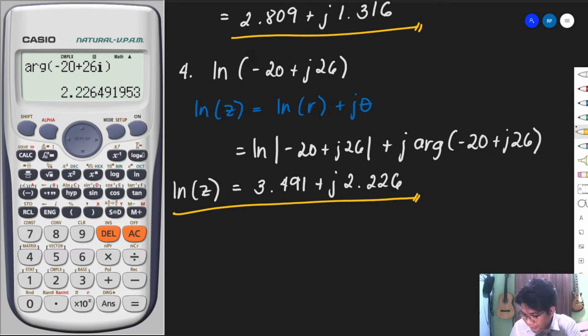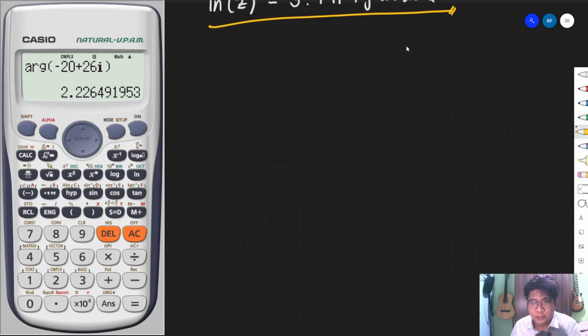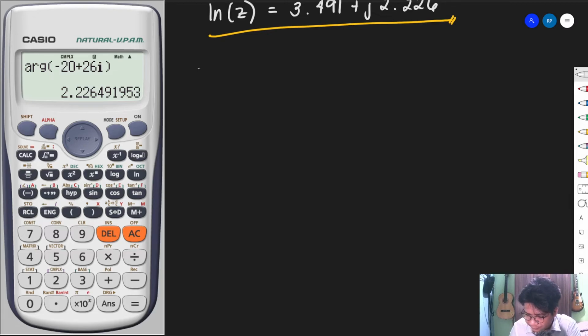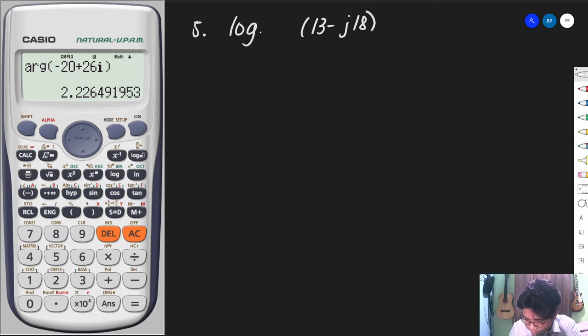Let's proceed with our final example. So, we have here number 5, of course. For the number 5, we have the logarithm of 13 minus j18 base 2 plus j. Okay. So, ito yung ating problem. Logarithm of 13 minus j18 base 2 plus j.